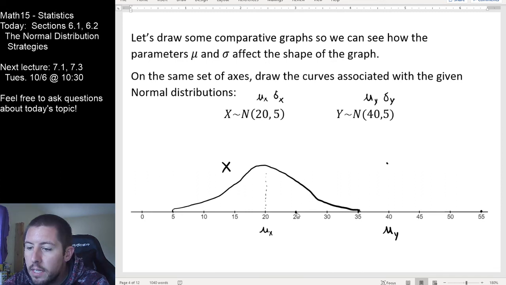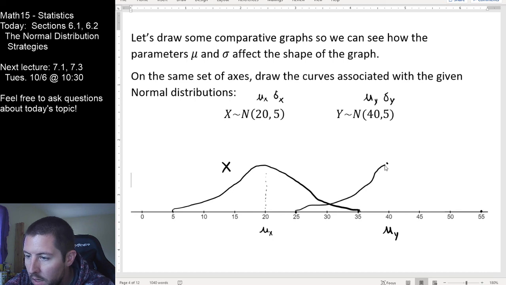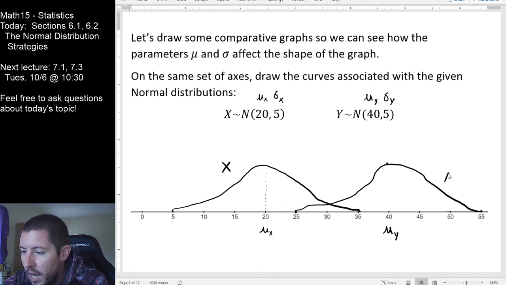Since these two guys are spread the same, we should be seeing, oh my gosh, that's just the worst curve I've ever drawn in my life. Okay, I need to note this.